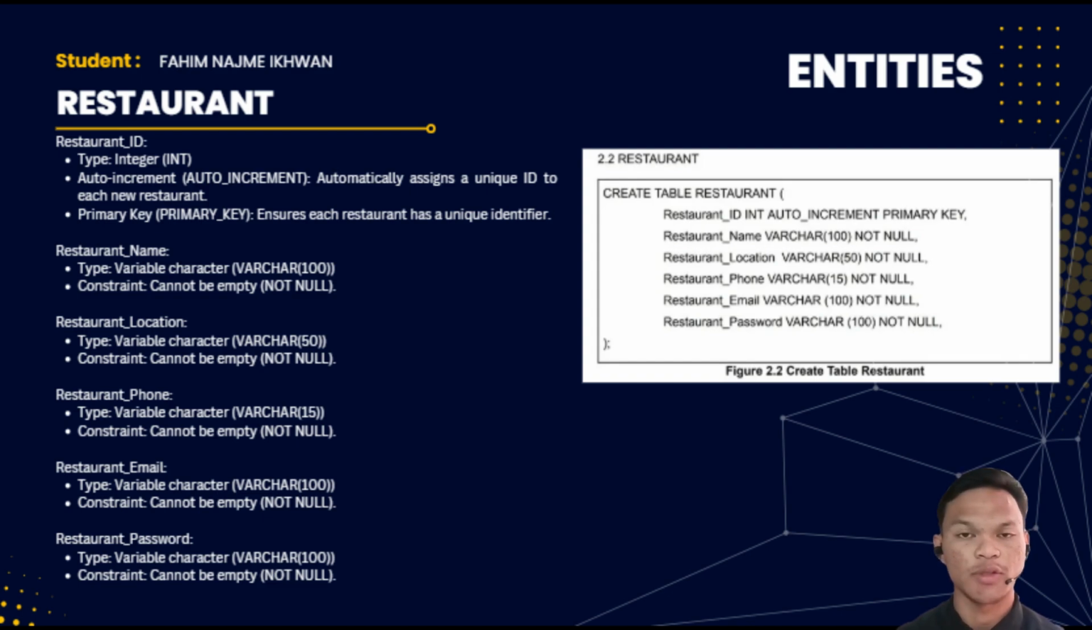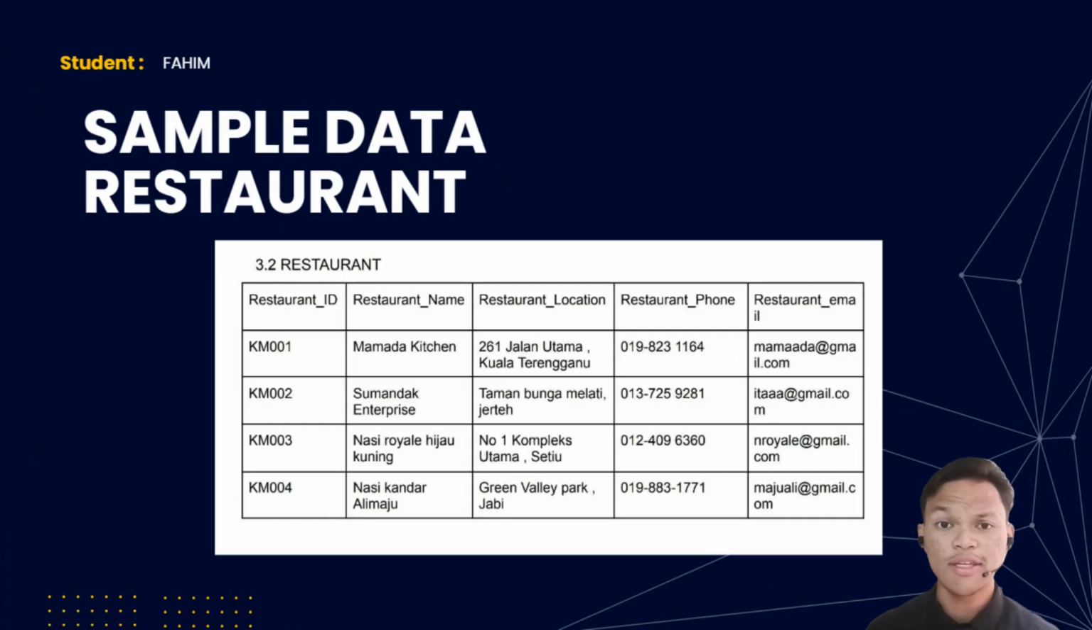Finally, we have the restaurant password column, which will store the password for the restaurant online account, such as for manager booking. We use varchar 100 to accommodate the length of most passwords. Again, not null ensures that the restaurant must provide the password. This is sample data of restaurant.